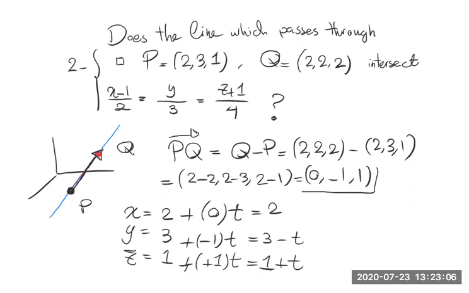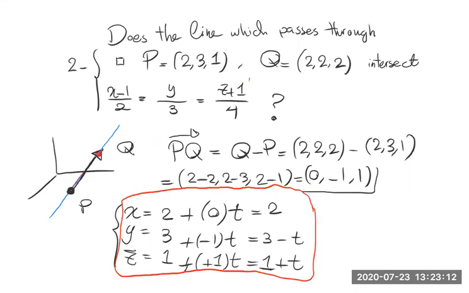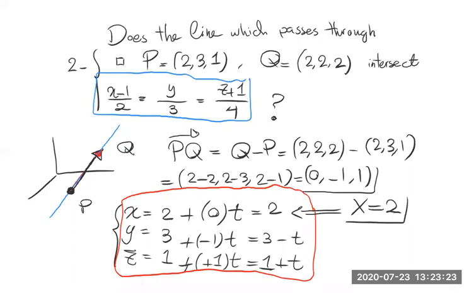Okay, now I want to see if this line here in the red box intersects this line, the line in the blue box. There is something very special about this line, and that's the fact that x is always equal to 2, as you can see. Okay? So x is always equal to 2.